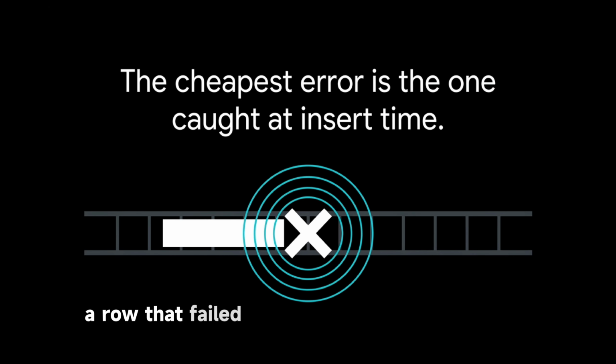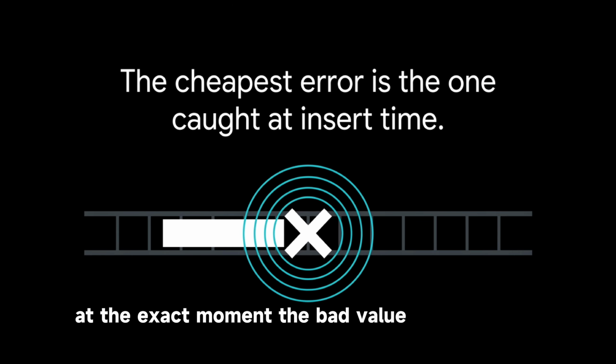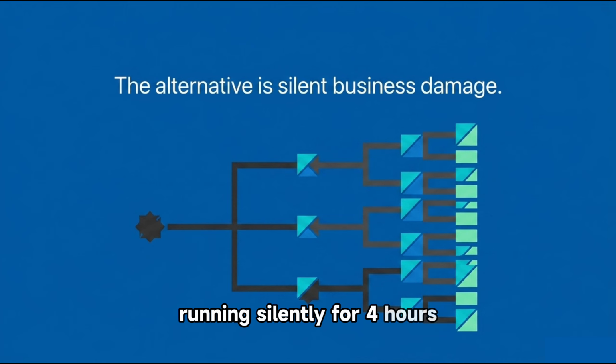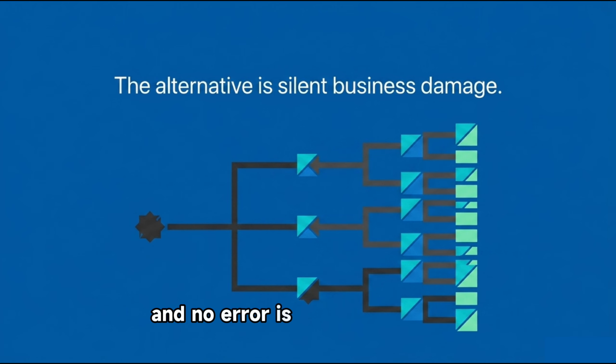A row that failed to insert. An error you can see, in the tool you're already using, at the exact moment the bad value tried to enter. The alternative is a discount of 120, running silently for 4 hours, while the store pays customers to take its products, and no error is thrown anywhere.